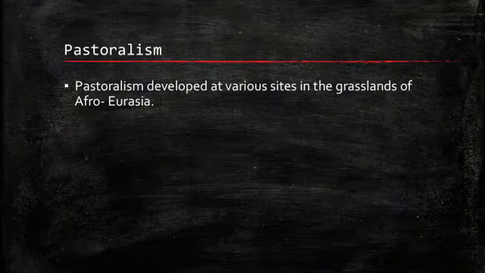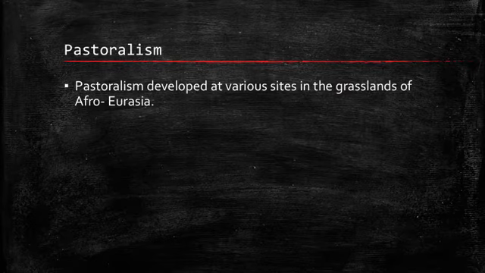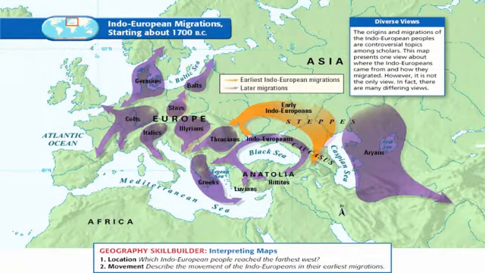Pastoralism. Pastoralism developed at various sites in the grasslands of Afro-Eurasia. It's often overlooked in the hunter-forager dynamic. People tended to herd animals. They raised sheep. They raised goats. They raised pigs. They raised cows. And they followed the migratory patterns of these animals, going from grassland to grassland.